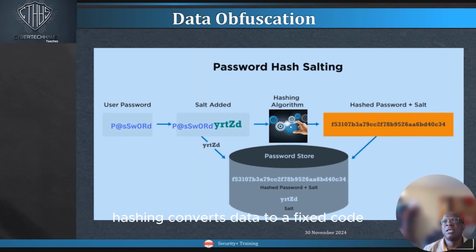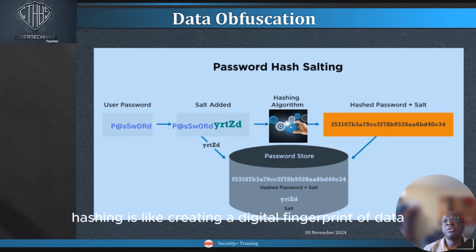Hashing converts data to a fixed code but cannot be reversed. Salting. Salting adds a unique value to data before hashing for extra security. Tokenization. Tokenization replaces sensitive data with unique identifiers. Masking. Masking hides sensitive data with placeholder values, for example, the XXX that we have mentioned before. Let's break down these terms using simple explanations. Let's start with hashing.